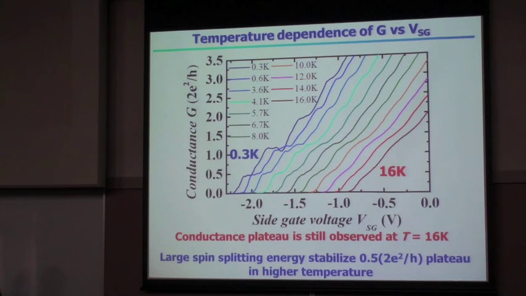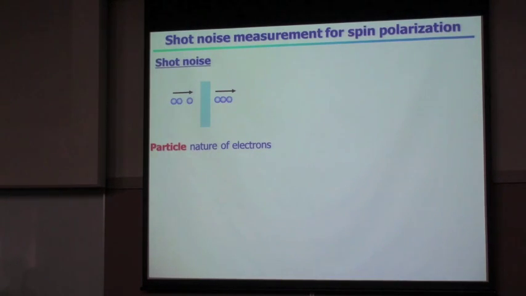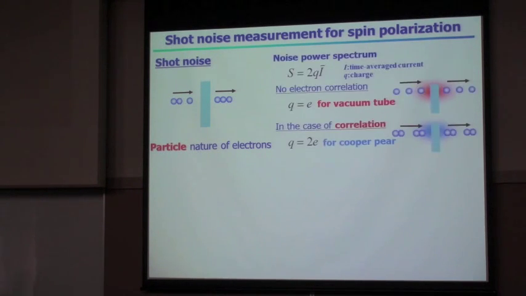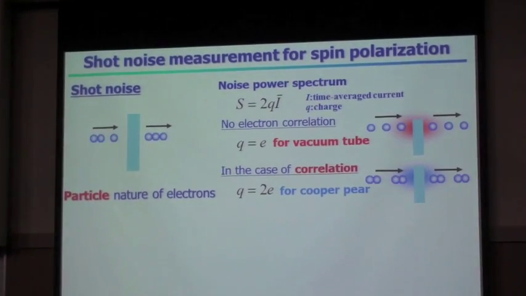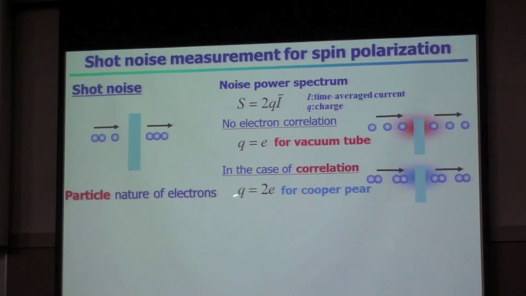And finally, we evaluate the electron spin polarization by using the shot noise measurement. So shot noise reflects the particle nature of the electrons. That means the shot noise signal is described by the charge Q and the time average current I. For example, in the non-electron-correlation case, such as electron emission from a vacuum tube, there is no interaction between these electrons. So in that case, the charge equals e.